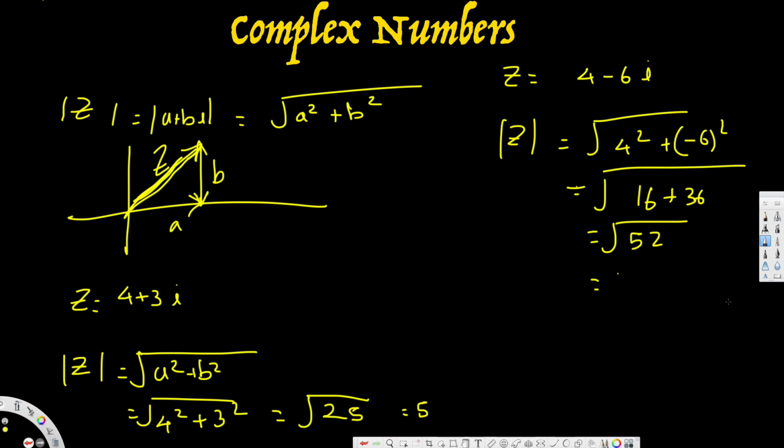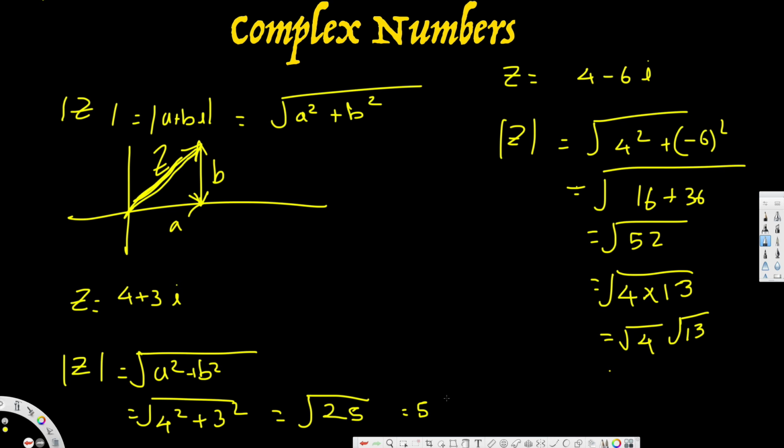The highest multiplication is 4. We cannot have any square above 4, so 4 times 13 is the highest square multiplication. So we can write the square root of 52 as the square root of 4 times the square root of 13, and the square root of 4 is simply 2. So 2 square root of 13 is the final answer.